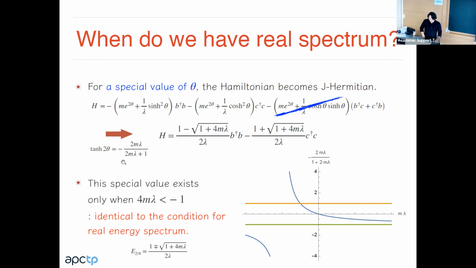And then you can see that the solution of this equation does not always exist, which means that, let me plot this right-hand side, this curve. The hyperbolic tangent is defined only within minus 1 and plus 1. So only in this range of m lambda can you define this kind of special value. So this is the range.